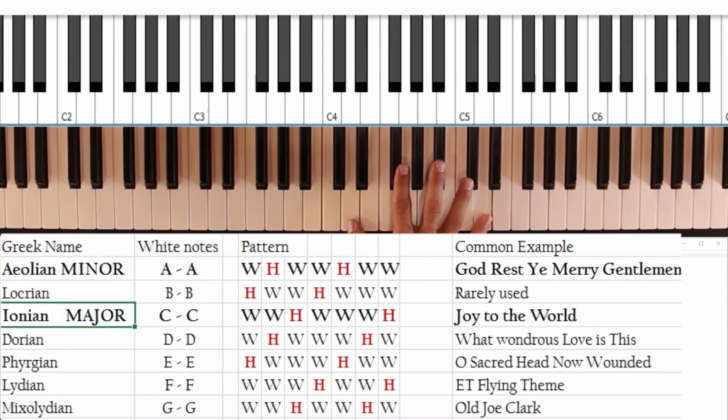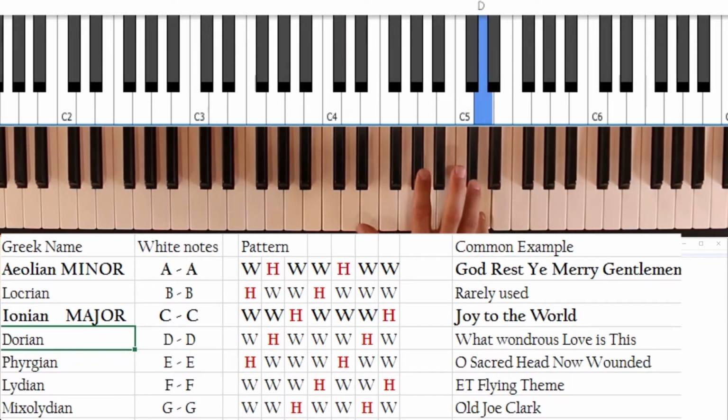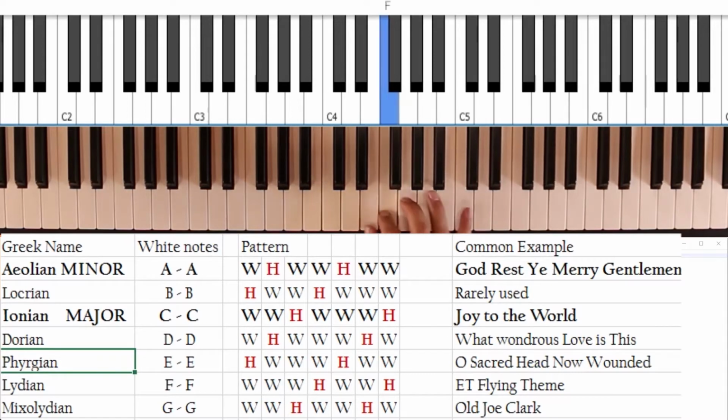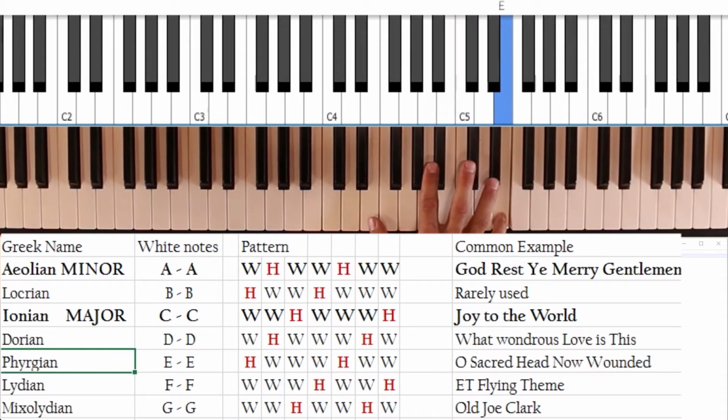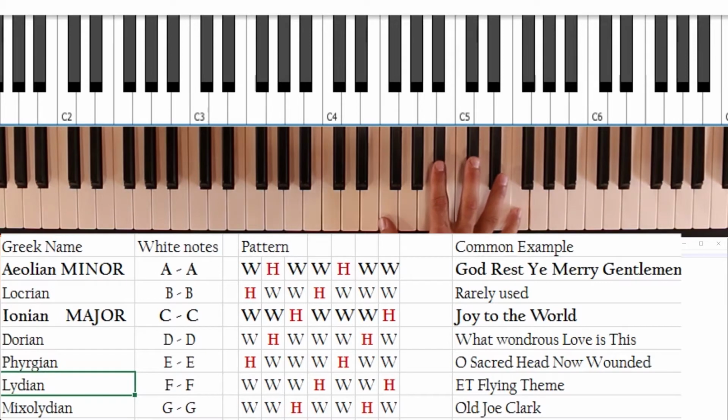Sounds very familiar. The next is the Dorian. This goes from D to D. A song that uses the Dorian mode is What Wondrous Love Is This, or Scarborough Fair. The next is the Phrygian. It goes from E to E. A good example is the hymn, O Sacred Head Now Wounded. The next is the Lydian mode, and this goes from F to F. The only one I could find using the Lydian mode was the flying theme from the movie E.T.